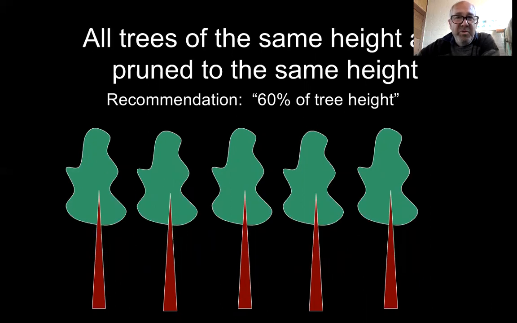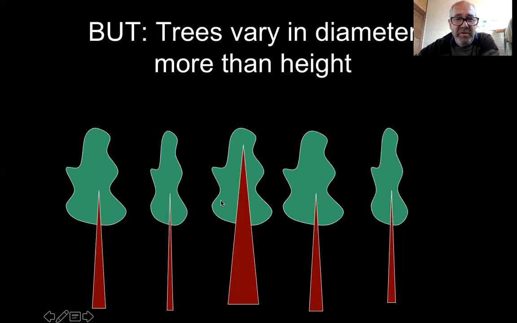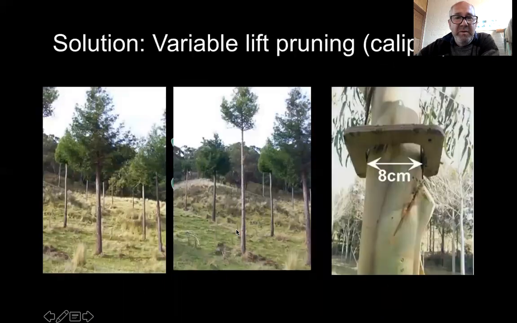And if you prune all trees to the same height, that can be a negative as well, because some trees are going to be fatter than others and some are going to be thinner. As a result of that, your pruning, even though it's to the same height, will have a very different effect on how much clear wood is formed around that stem. So we need a better way to guide pruning, one that we can use in a practical sense.